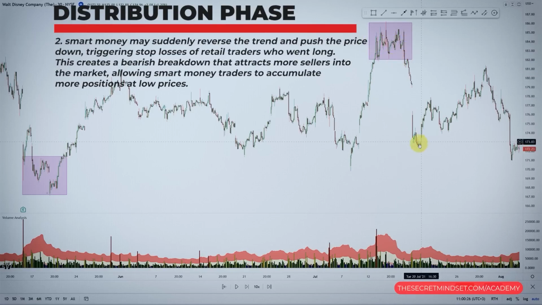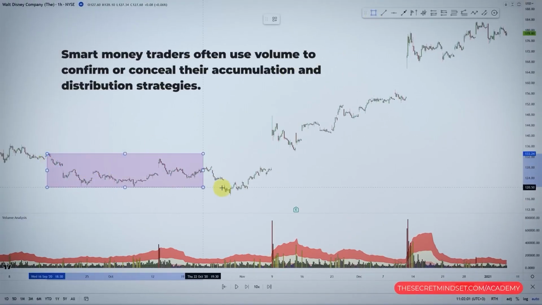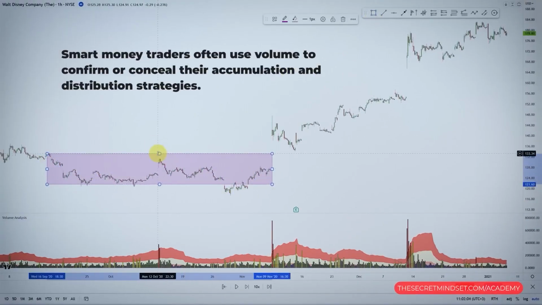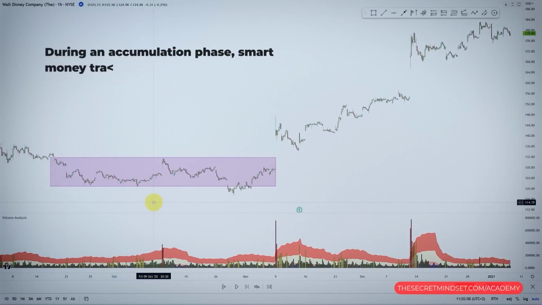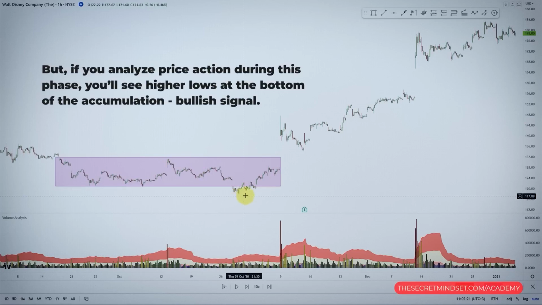Smart money traders will often use volume to confirm or hide their accumulation and distribution strategies. For example, during an accumulation phase, smart money traders may use low volume to hide their buying activity and create a false sense of weakness in the market. But if you analyze price action during this phase, you'll see higher lows at the bottom of the accumulation, which is a bullish signal.